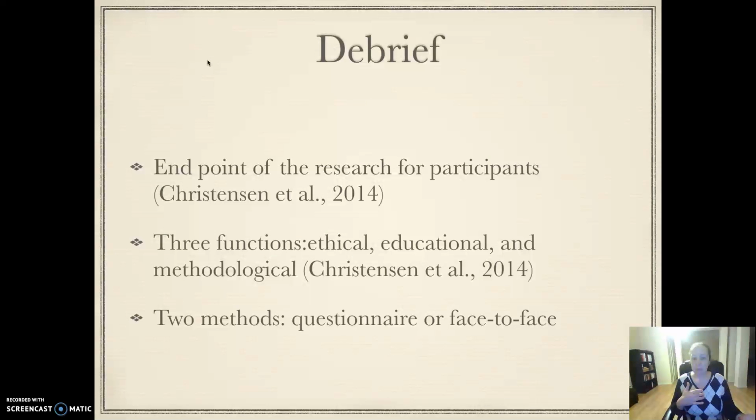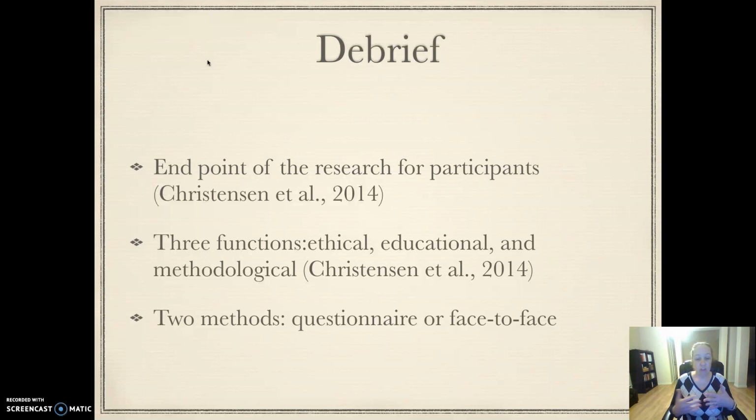The research participant can be told if they were lied to or are deceived during the study. They can also be told what they're going to be using this for. And then they can look at the process of the research study. Did they follow the methods exactly?